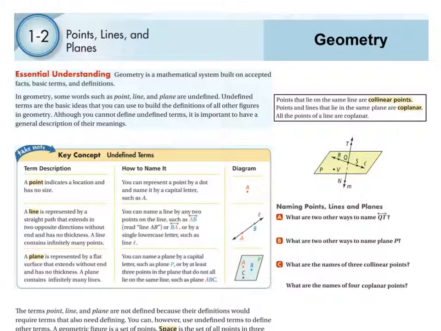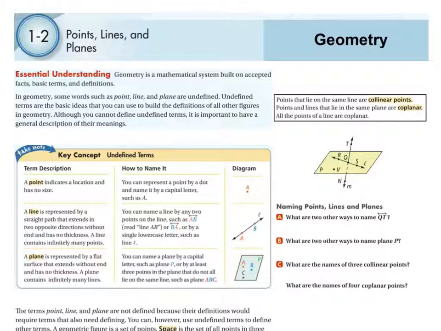So, first day of geometry. What we're going to start with is defining a bunch of items, okay? And the first three items, these are the building blocks of geometry. Everything we do in here for the rest of the year comes from these three things.